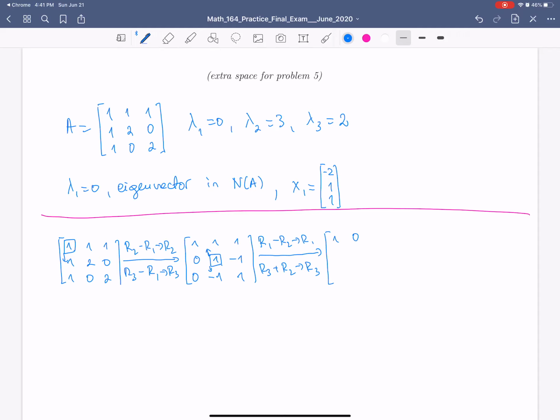We get 1, 0, negative 2; 0, 1, negative 1; 0, 0, 0. So you see the two pivots. And now the question is, how do you make the last column? Well, how do you get the last column? You get it by doing negative 2 of the first column minus row 2... I feel like I have a mistake here somewhere. Where did I make a mistake?